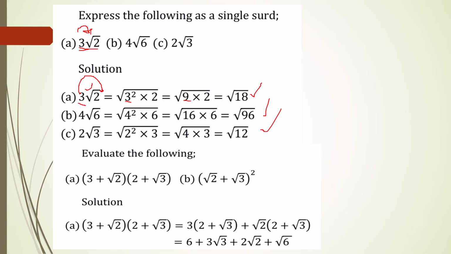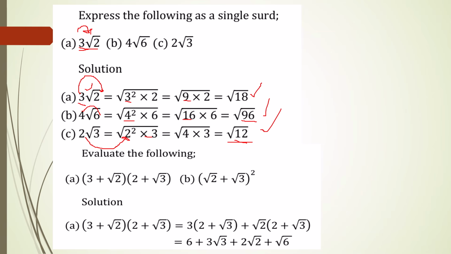So 4 times root of 6, to bring this 4 back into the root, we have to square it and then times 6. So 4 squared is the same as 16. So it's going to be 16 times 6 under the root, and you end up with root of 96. The same applies to 2 root 3. We have to square the 2 for us to bring it back under the root, and then you multiply it with 3. You end up with root of 4 times 3, which gives you root of 12.